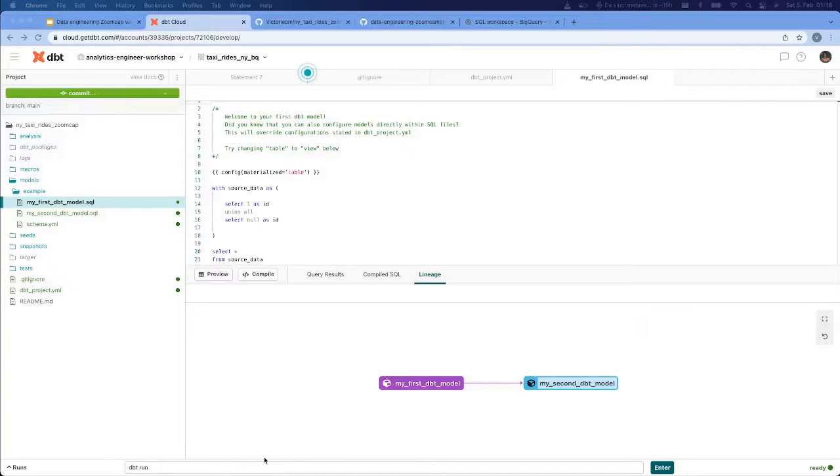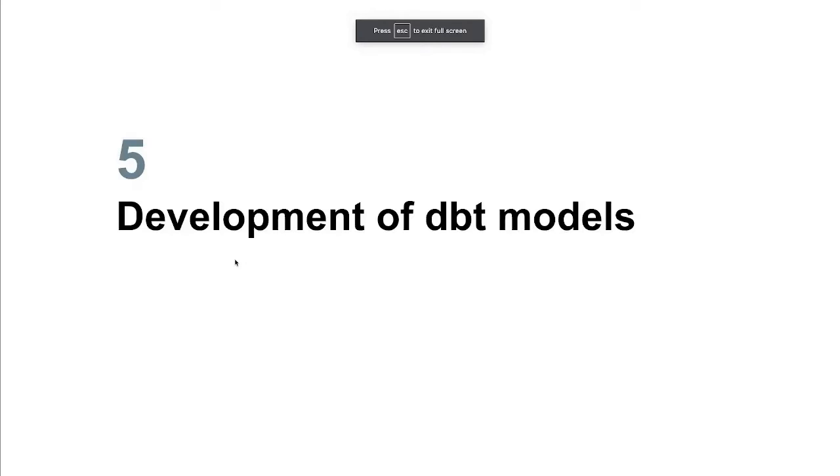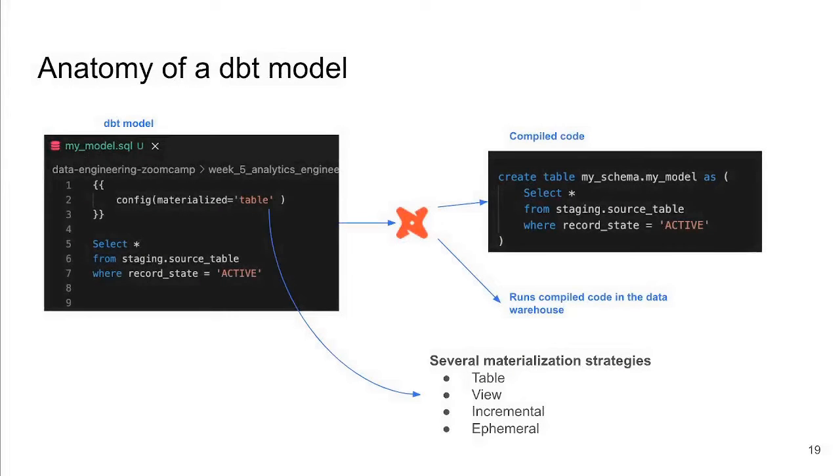But before we start writing our own models, let's have a look at what is the structure and the elements that we're going to see in the dbt models. So if you had a look already at the starter project, you may have noticed that the models have a lot of curly brackets. That's because in the SQL files where we're going to write the select statement to transform our data, we're also going to be able to write in Jinja.